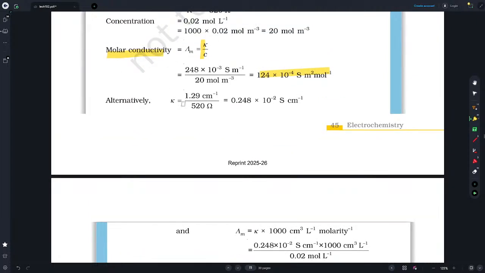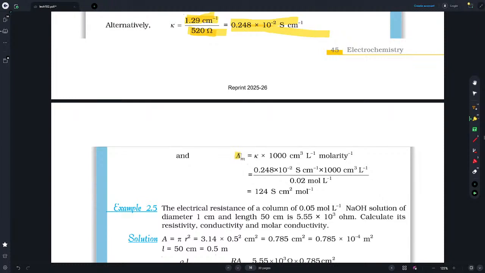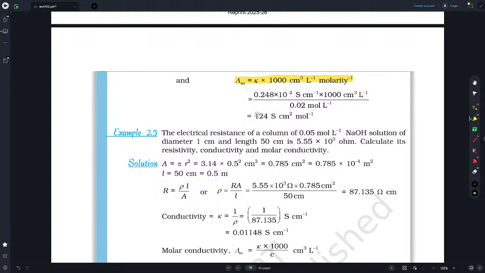Otherwise we can take conductivity equals 1.29 per centimeter, which is the G star value, by the resistance of the second one. They did the same thing again in centimeter. Here we took it as 129 per meter, but here they took it as 1.29 per centimeter. They got the value as 0.248 into 10 power minus 2 Siemens per centimeter. And the molar conductivity they take as conductivity times 1000 centimeter cube per liter, per molarity. Molar conductivity is found to be 124 Siemens centimeter square per mole.